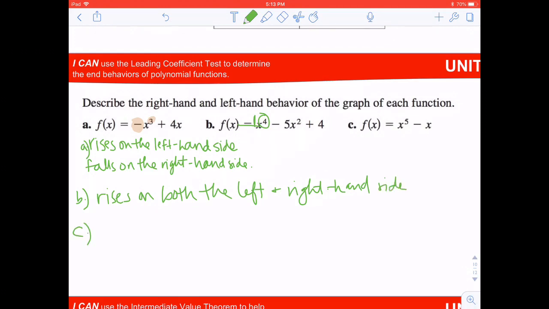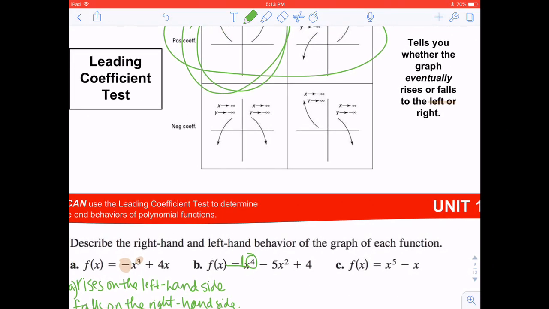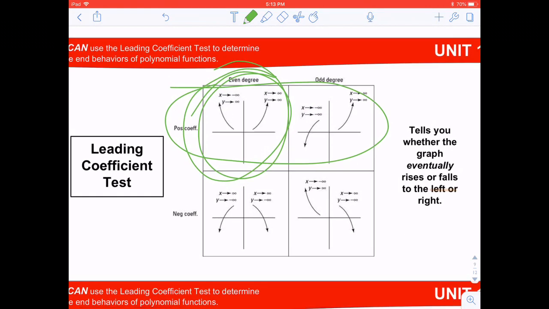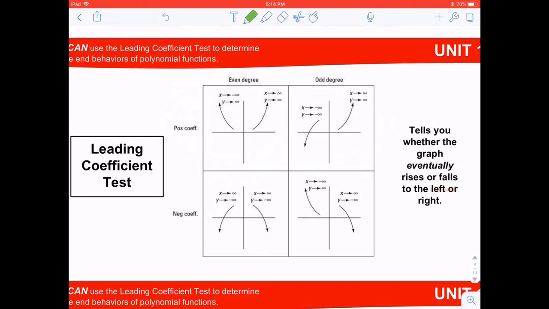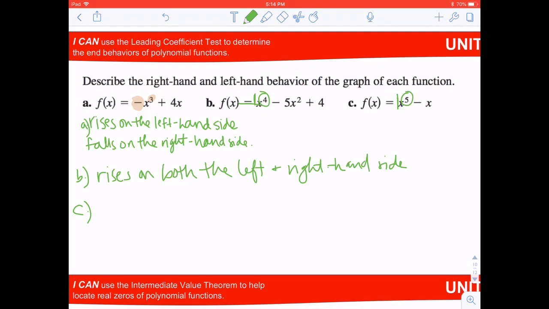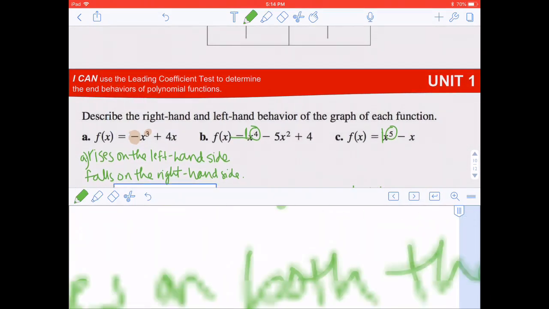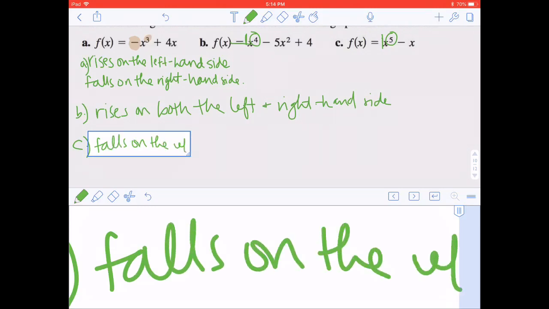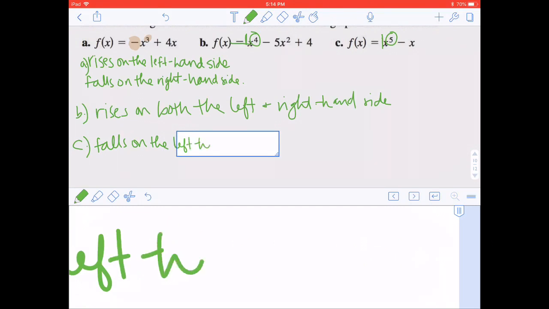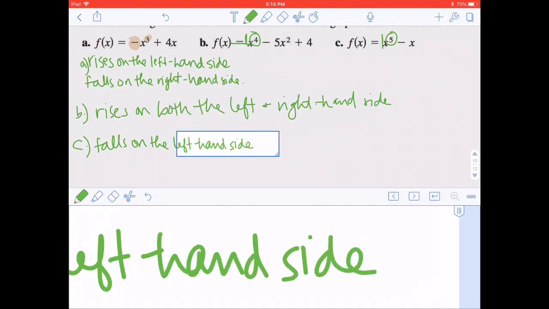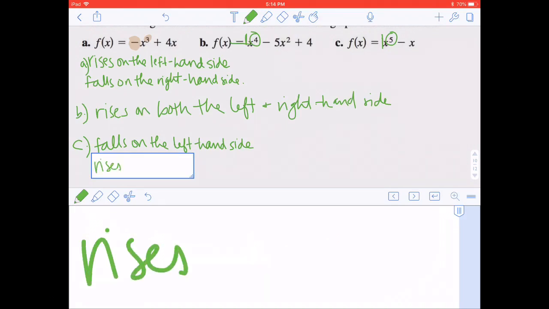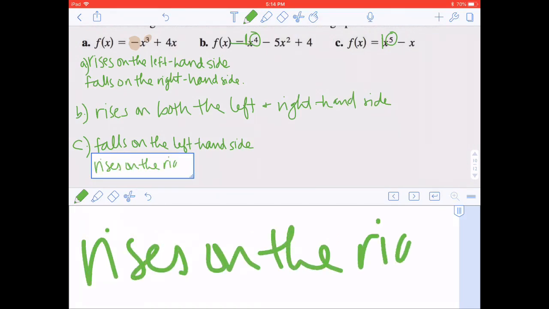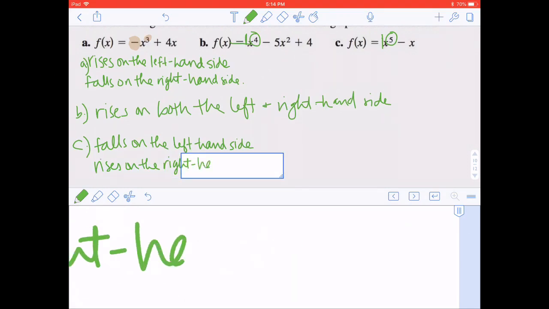Okay. We have one more here. x to the 5th minus x. The leading coefficient is positive, but the degree is odd. It's an odd number. So that is our behavior. The left-hand side is going to be falling. So it falls on the left-hand side and rises on the right-hand side.